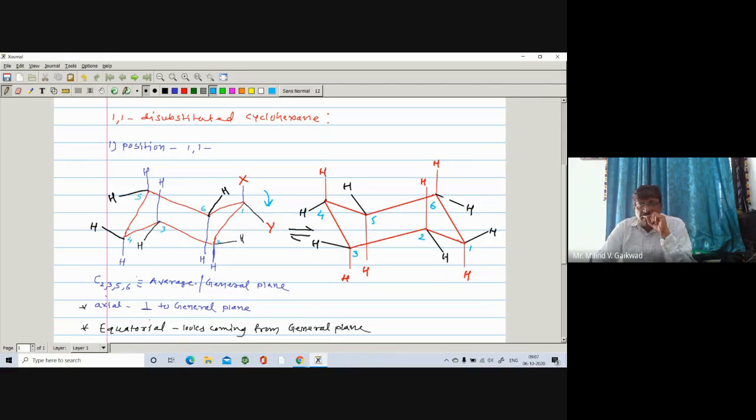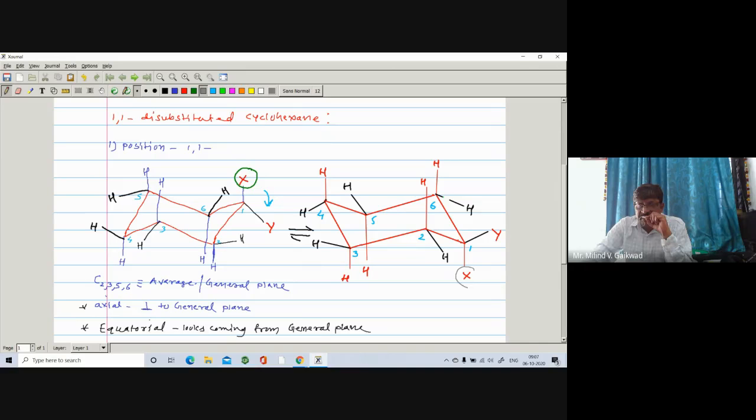It undergoes ring flipping. Look here, the X on carbon number 1, right? In this case, the X on carbon number 1 is above the plane. So when it undergoes ring flipping, it will go down the plane. So here the hydrogen, or X, will go down the plane. Here is X and here is Y, right? So the X group will go down the plane.